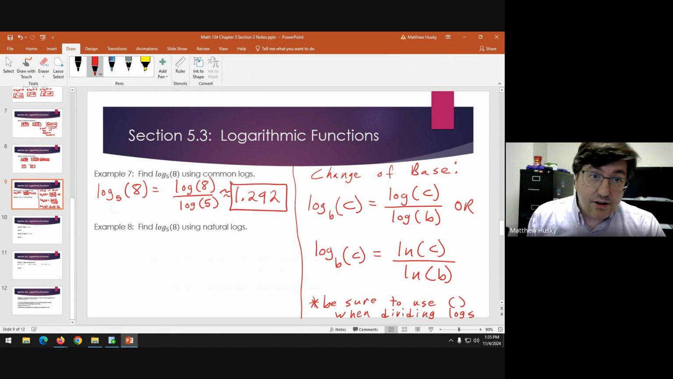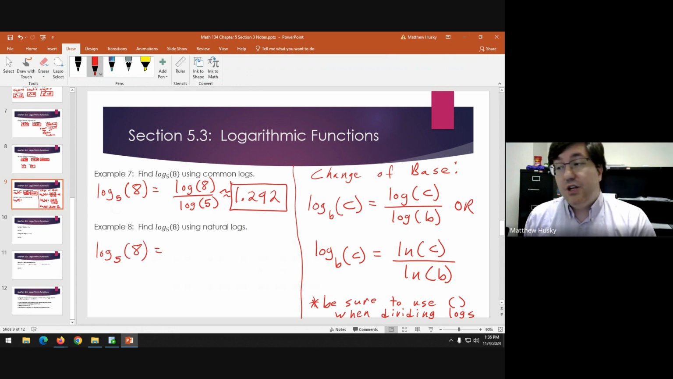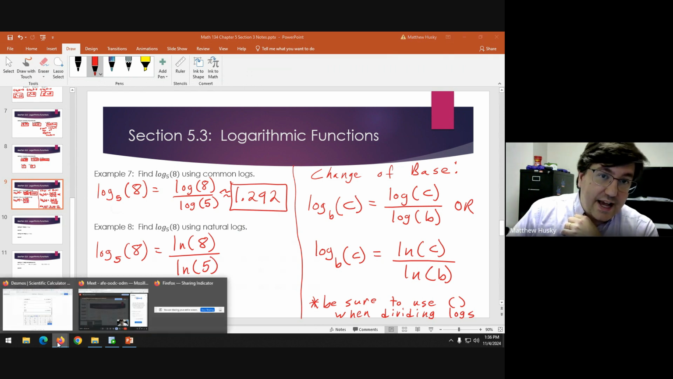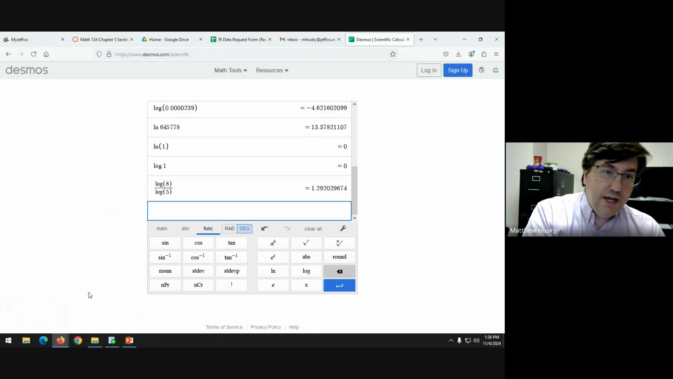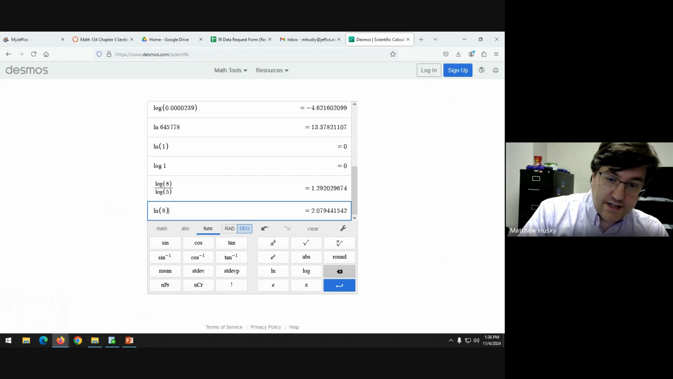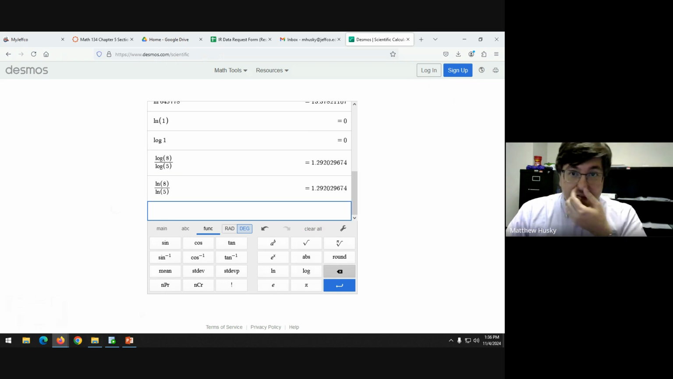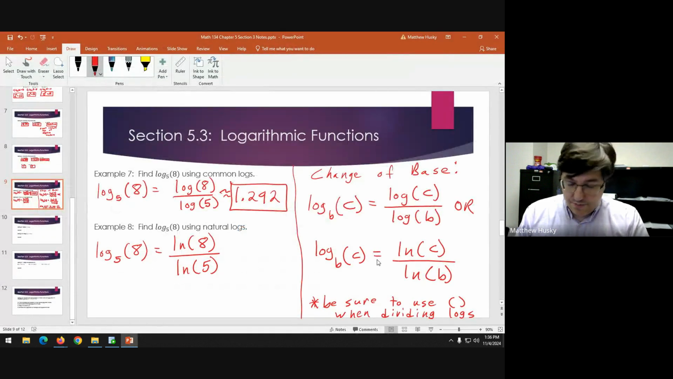It will not matter if we use common logs or natural logs. You could also do it with any pair of bases you felt like. So you could, if you wanted to, do ln of 8 and divide it by ln of 5. And if we do that, we should get the exact same thing. ln of 8, let's do the parentheses, ln of 8, divide that, and then do ln of 5. And that, again, is 1.292.